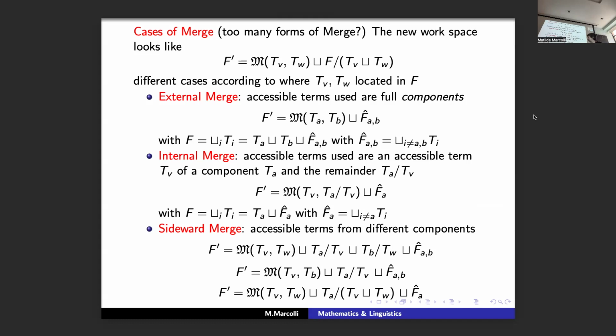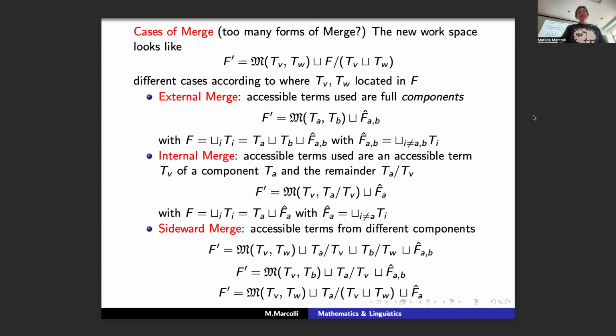And sideward merge is when you extract two things, so it has different cases. You either extract two accessible terms of two different components, or an accessible term and an entire component, or two accessible terms inside the same component. All of these usually go under the terminology of sideward merge in linguistics. So, of course, the question is, do we have too many forms of merge? The answer is yes. This gives you too many forms of merge.